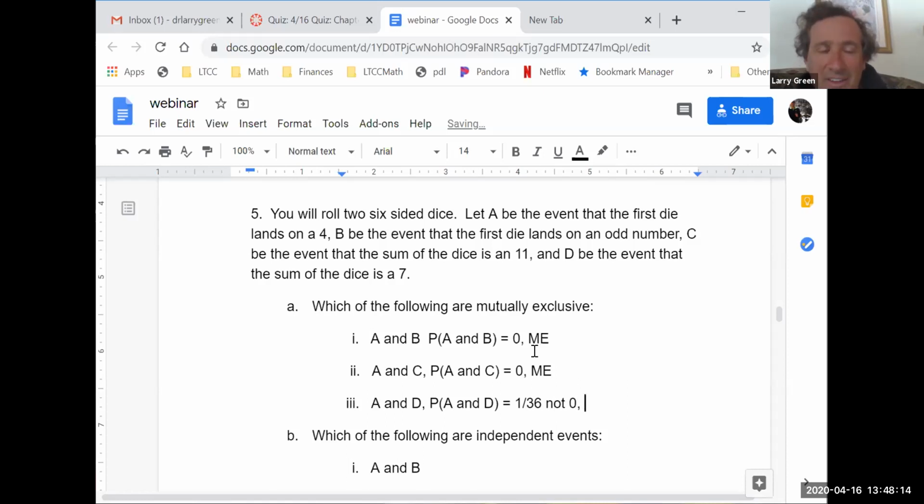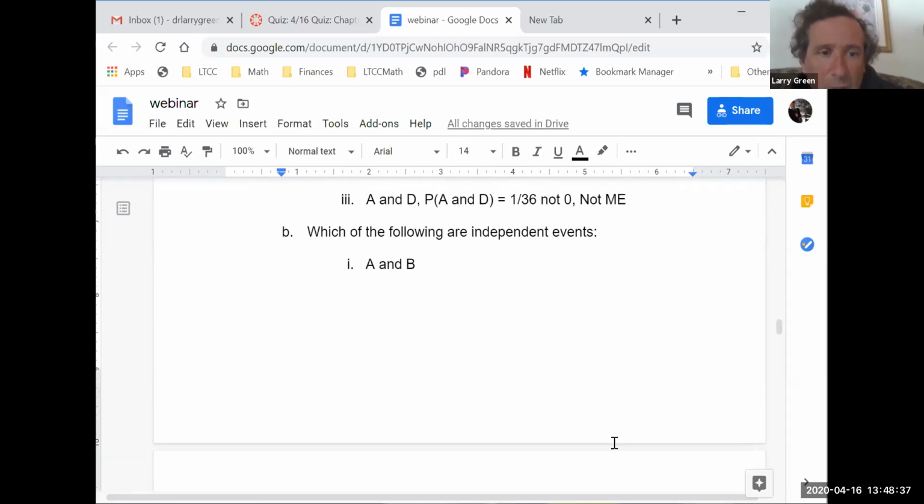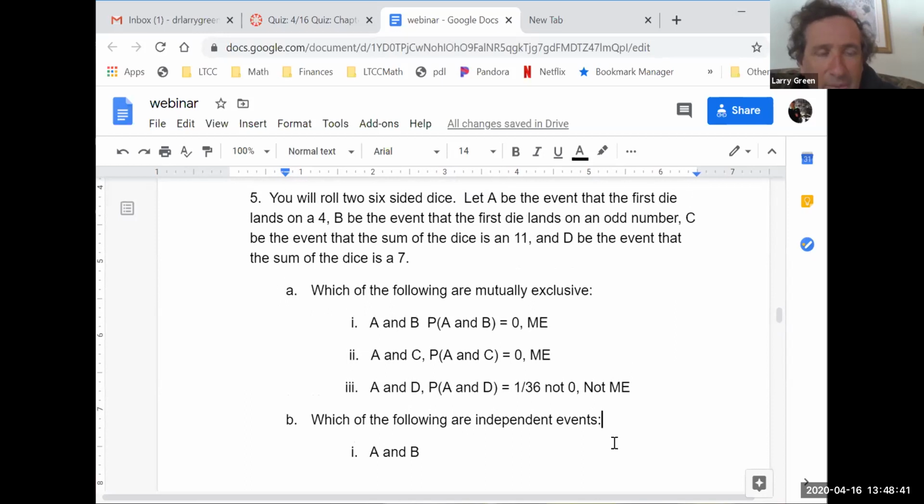So what's the answer to part 3 on A? Yeah, not mutually exclusive. And I'll use ME, it's less technical. Any questions at all on part A? Okay, let's look at part B. Which of the following are independent events? Okay, so first thing, A and B.